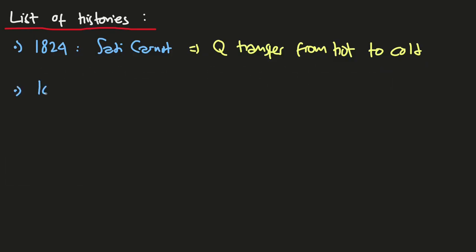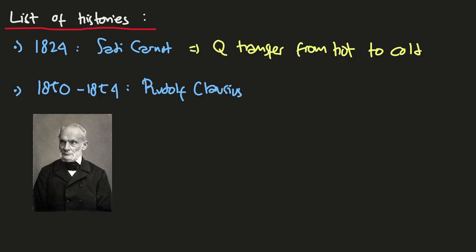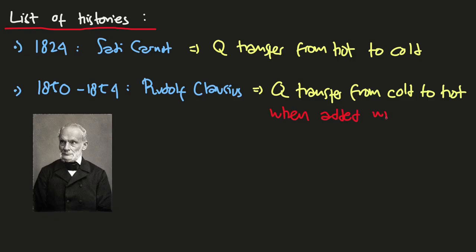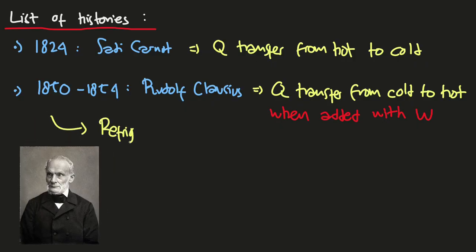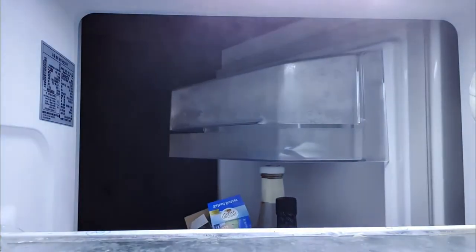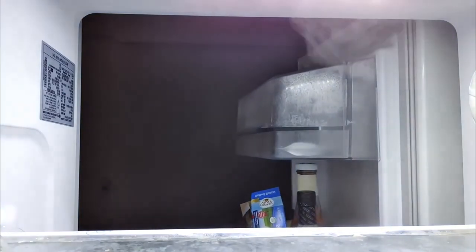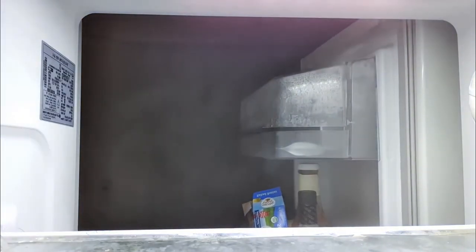Next, from 1850 until 1854, Rudolf Clausius stated that Q can transfer from cold to hot, which seems to contradict the before, but only when added with W, or work. This statement in modern days created technology such as refrigerator technology. If you look at a refrigerator, we can create ice inside it because we transfer heat from inside to outside, that is, the inside is colder than the outside.